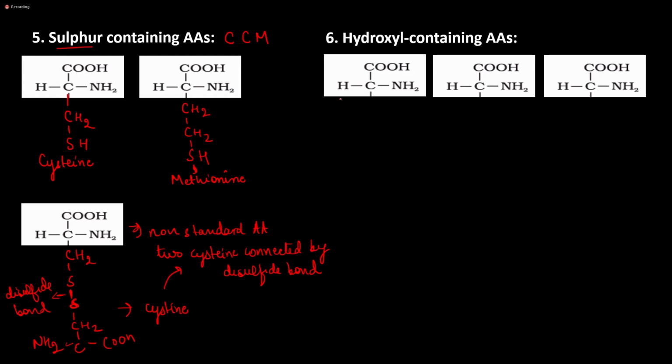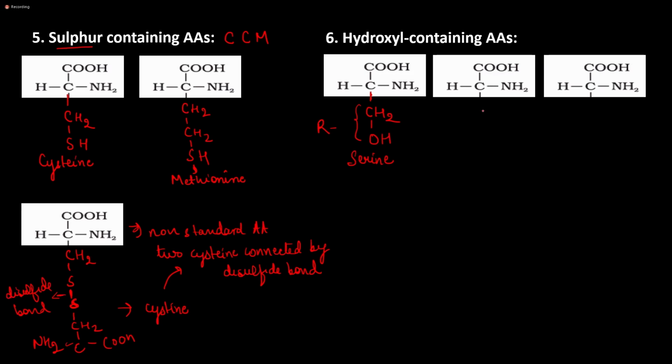Okay, so the first hydroxyl containing amino acid is like cysteine only. So if you remember the structure of cysteine, it has CH2SH. Similarly, for the first hydroxyl containing amino acid, you draw the structure CH2, but instead of SH, you add a hydroxyl group, that is OH. And then this amino acid will become serine. Okay, this is the R group of serine. So it is the same as cysteine, but it has OH instead of SH.